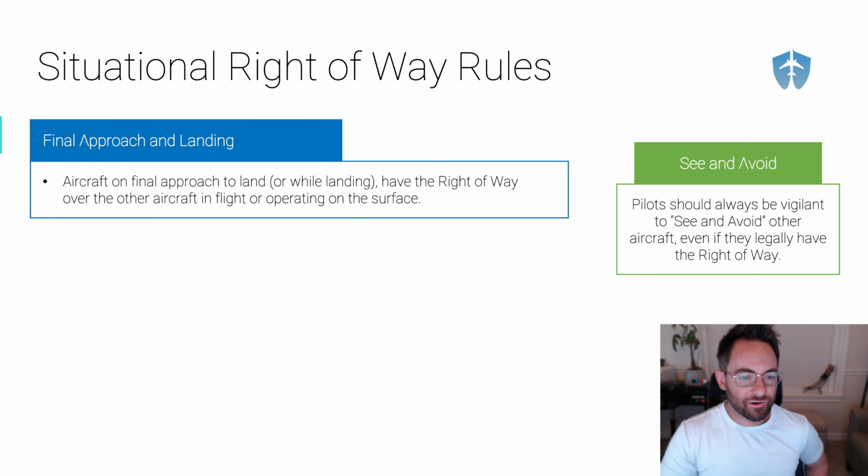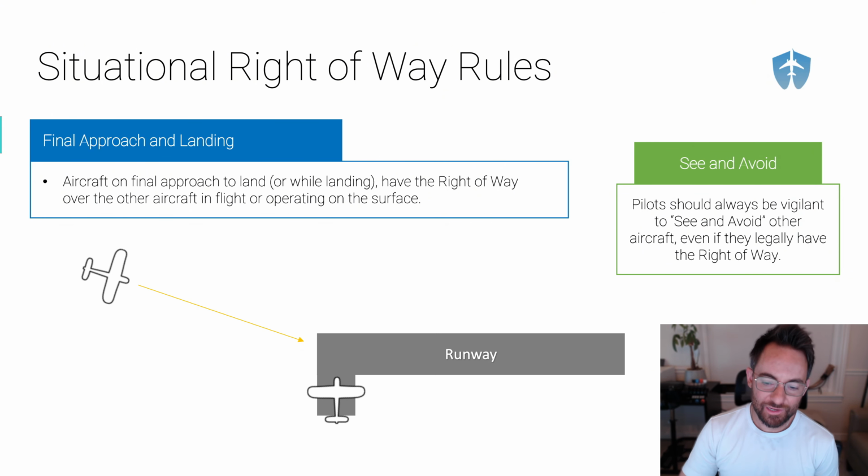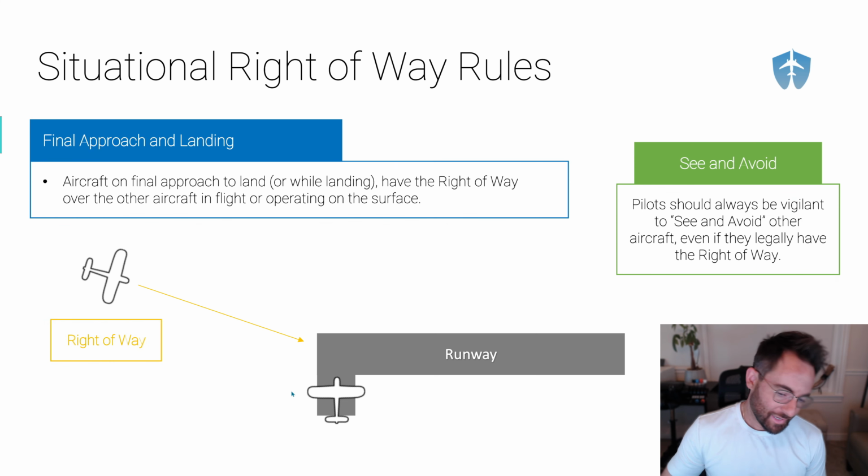Final approach and landing. Aircraft on final approach to land or while landing have the right of way over other aircraft in flight or aircraft that are operating on the surface. This one's pretty self-explanatory. If you're coming into land and you've got an aircraft down here on the surface, obviously the aircraft that is coming into land is going to have the right of way in this situation. They've got a lot going on. They're busy. They're trying to focus, and the aircraft that are on the ground, they can just sit there. Or maybe they're taxiing, but it's not that hard.